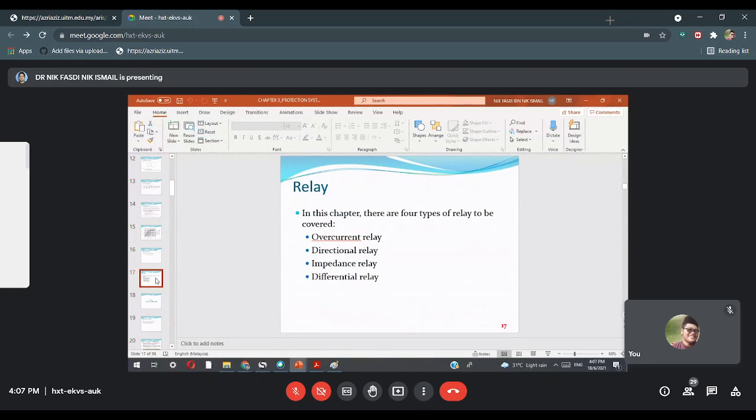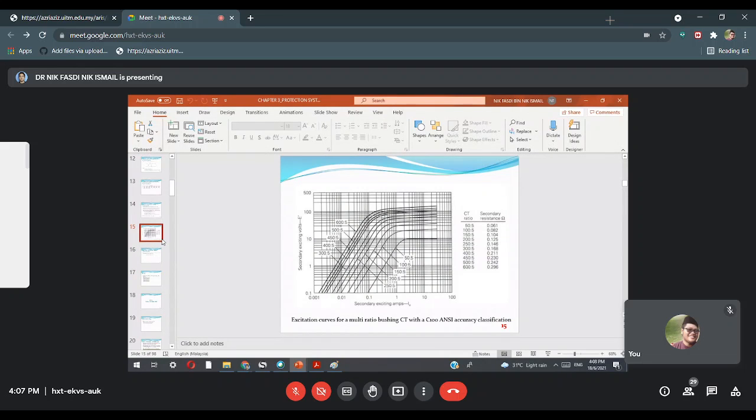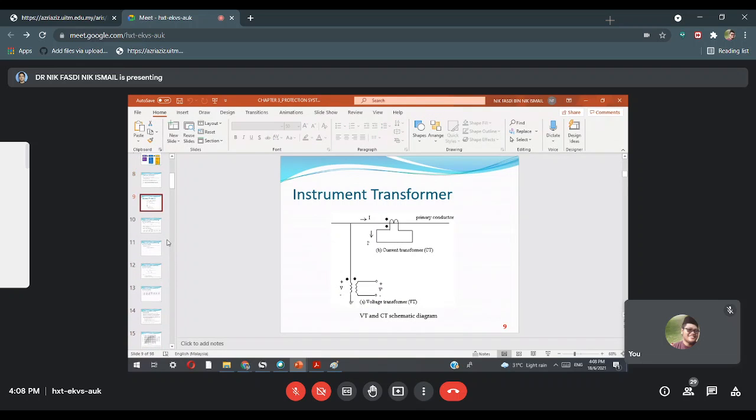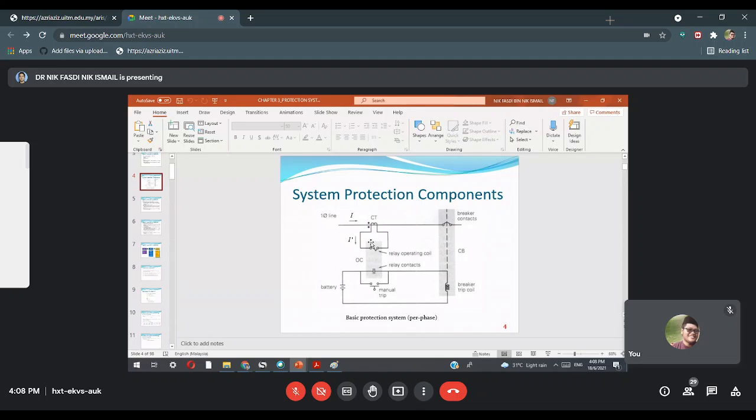Okay, in this chapter there are 4 types of relay to be covered. Okay, sekarang ni we complete the explanation about current transformer. Now we go to the overcurrent relay ataupun protection relay. Ini the second part. Saya balik back to this diagram. Okay, kita dah tahu yang ini. So we need to know this one. Second part is the overcurrent relay.